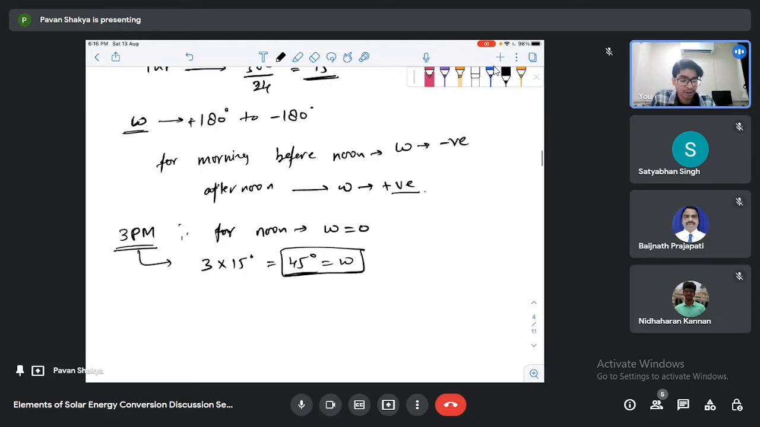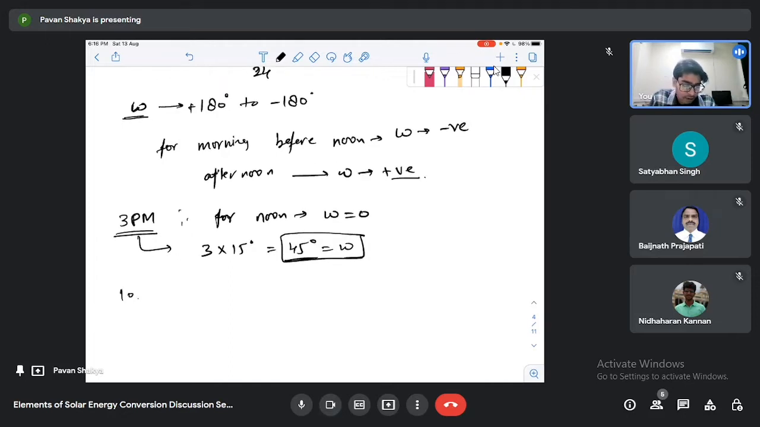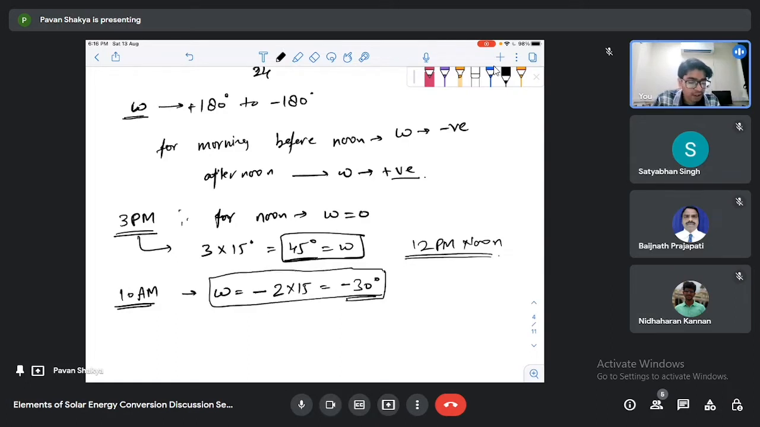Similarly, if someone asks what the hour angle will be for 10 a.m., then we will say omega will be negative, because it is before noon. That's why I have taken the negative sign. So minus 2 hours, since the hour is calculated from 12 p.m. noon. So omega will be minus 2 into 15, that is minus 30 degrees. So from this we have seen that we can easily calculate the hour angle if the time for a particular location is given.